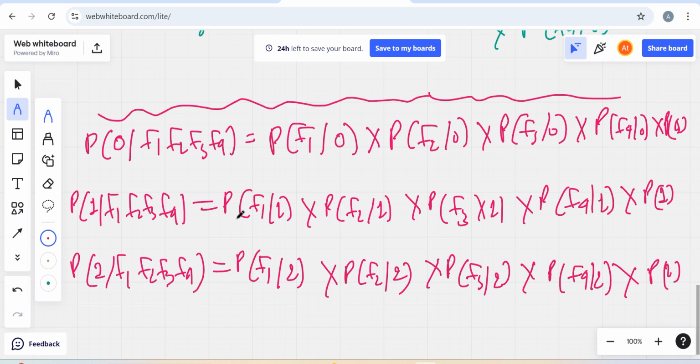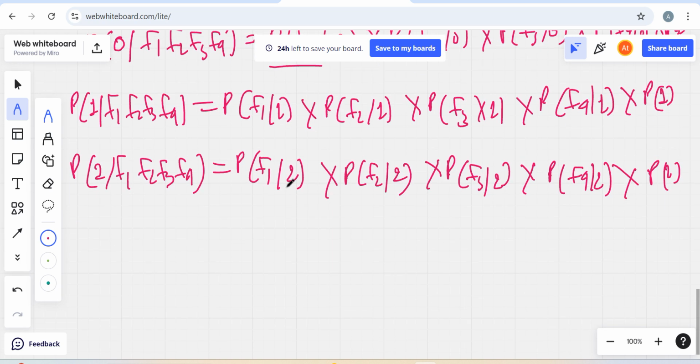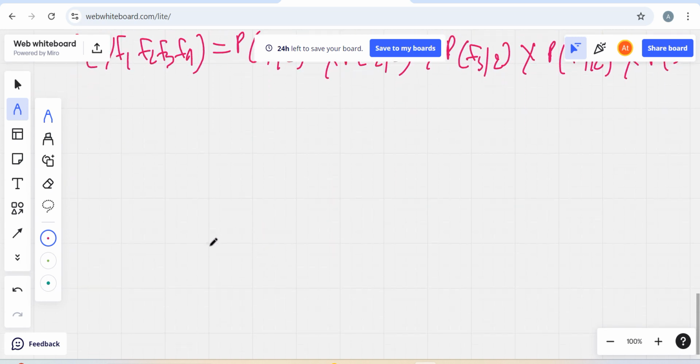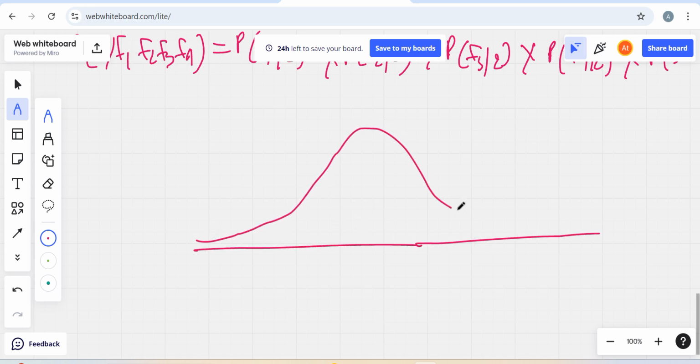But let me explain something. Basically, we are going to use the Gaussian Naive Bayes method. Gaussian Naive Bayes is actually using Gaussian distribution to calculate probability. So what is Gaussian distribution? It's called normal distribution as well. So it looks like this, right?